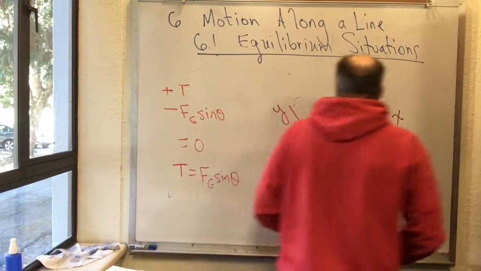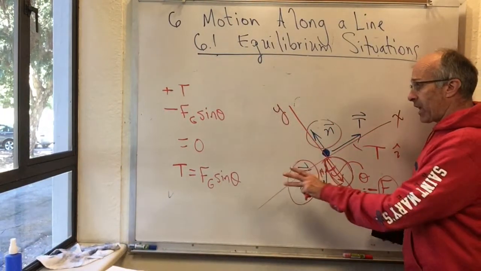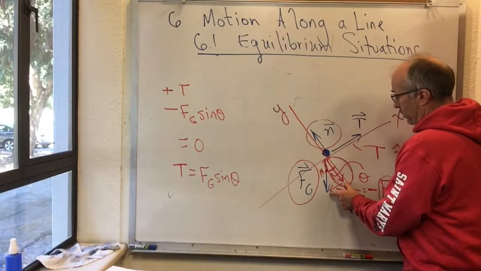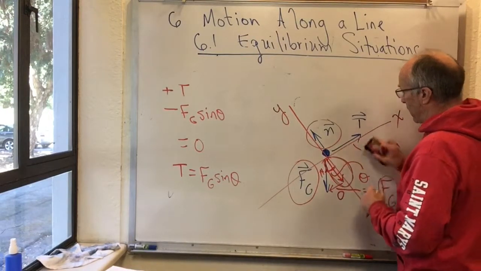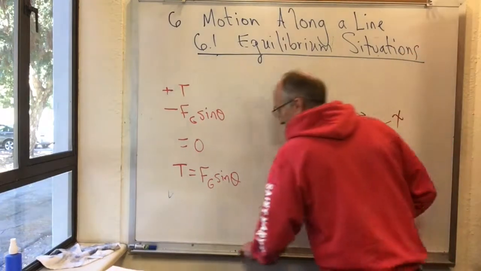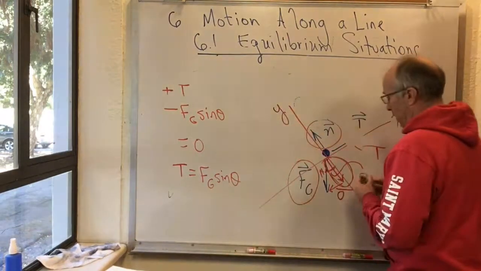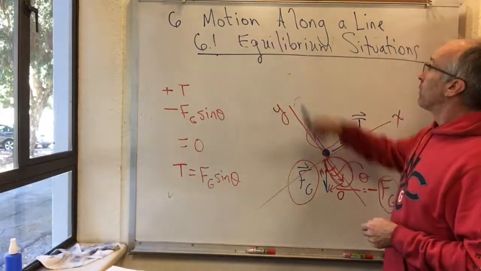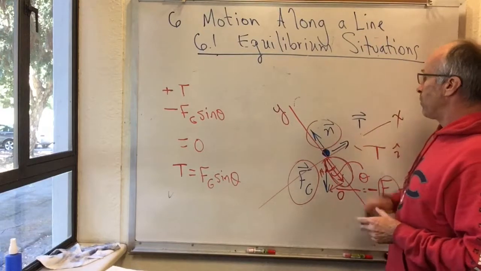So there's an algebraic statement of the fact that this vector should be drawn with about the same length as that vector. So it looks like I've drawn t too long here. A more realistic diagram would have had t looking about like that. And we learned that from this equilibrium situation.